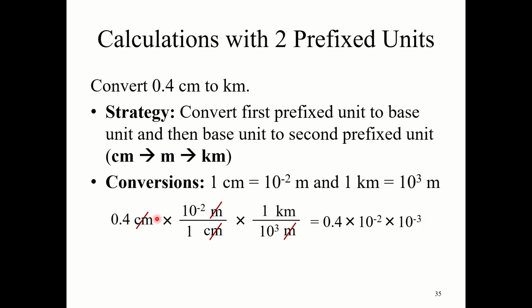So 0.4 times 10 to the second times 10 to the negative third. And I just took this and moved it to the numerator. So when you move something from the denominator to the numerator or vice versa, you change the sign of the exponent. So 0.4 times 10 to the negative second times 10 to the negative third gives 0.4 times 10 to the negative fifth, or this can also be written as 4 times 10 to the negative sixth. So 0.4 centimeters equals 4 times 10 to the negative sixth kilometers.